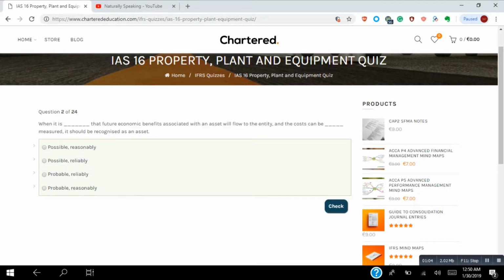When it is fill in the blanks that future economic benefits associated with an asset will flow to the entity and the cost can be fill in the blank made, it should be recognized as an asset. When it is probable that future economic benefits associated with an asset flow to the entity and the cost can be reliably measured, it should be recognized as an asset.